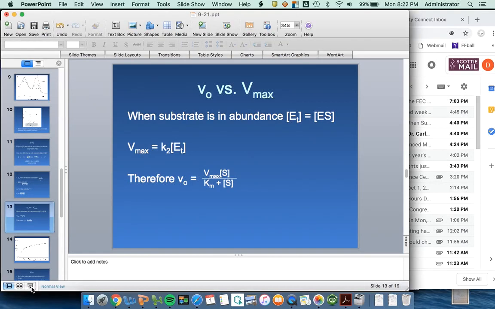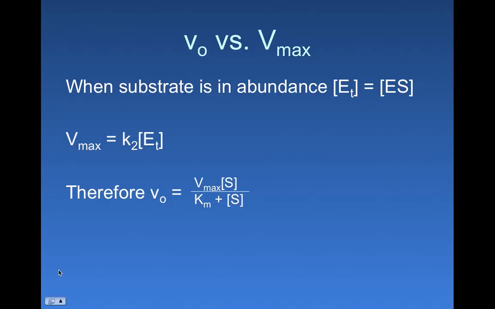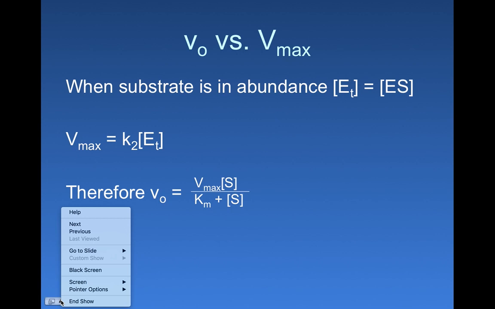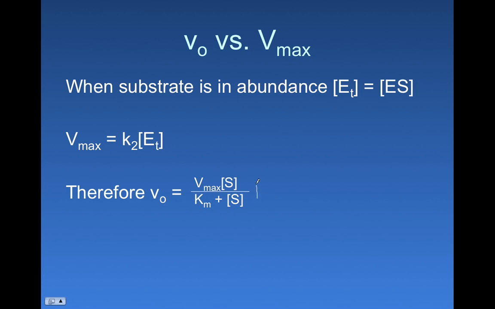Okay, now that we know how the Michaelis-Menten equation was derived, we're going to talk about how to use it and try to conceptualize it in our head. So here it is, right? V naught equals V max times substrate concentration over Km plus substrate concentration.